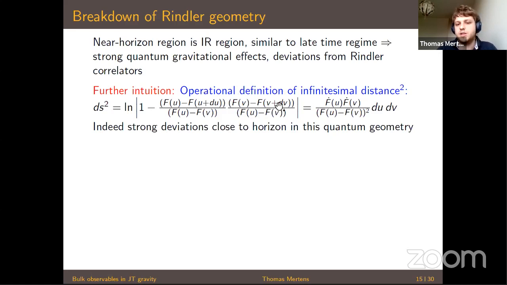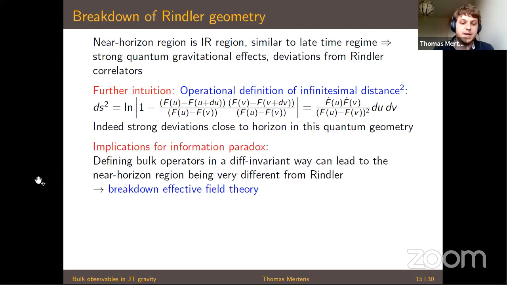the same operational definition, but now of the infinitesimal distance squared. So you take a limit where you take the geodesic distance between 2 points in this geometry where we define bulk points in this radar definition way. You find that the conformal factor of the metric you define in this way is again just the same combination. And that means that close to the horizon, which means that u minus v is large, that's the same as the large time regime of the Schwarzschild 2-point function. And indeed, from that perspective, you also see strong deviations, strong quantum gravitational effects there.